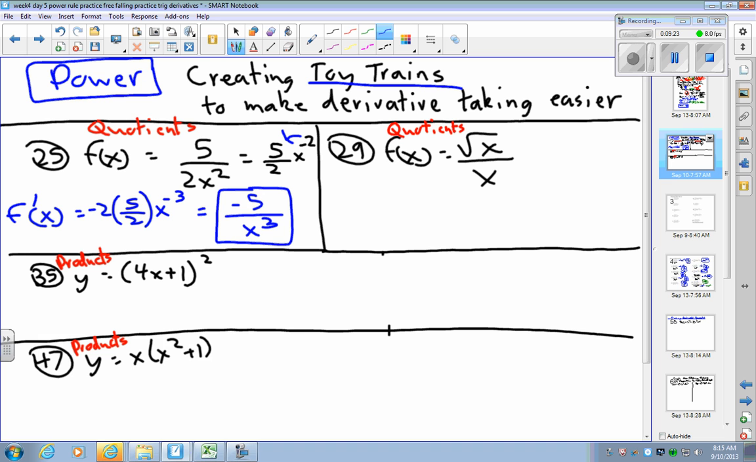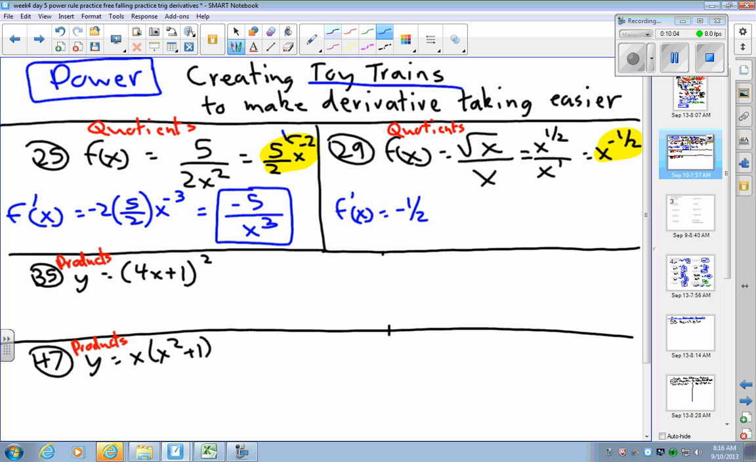Okay? Now, on this next one, square root of x over x, again, it's a quotient. But if you think of this as x to the 1/2 over x to the 1, what do you do with exponents again when you divide? We did it earlier, and that's subtracting. So 1/2 minus 1 equals negative 1/2. Now that's a toy train. I'm going to highlight these toy trains so you remember what I mean by it. That is a baby toy train. I have a single toy train. So now we can take the derivative.